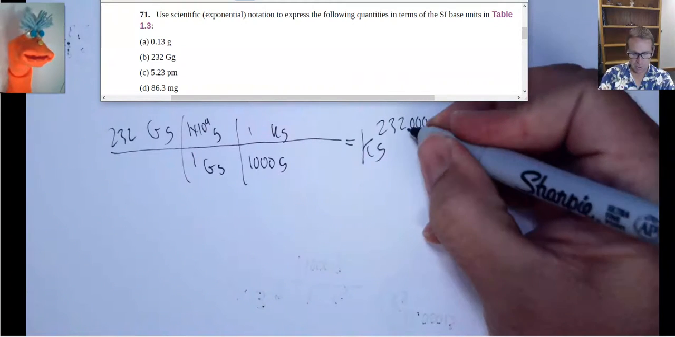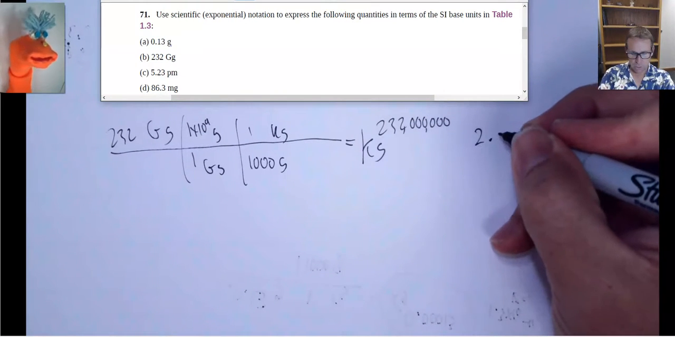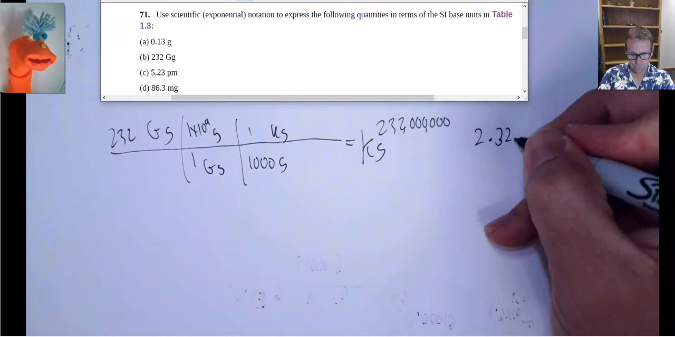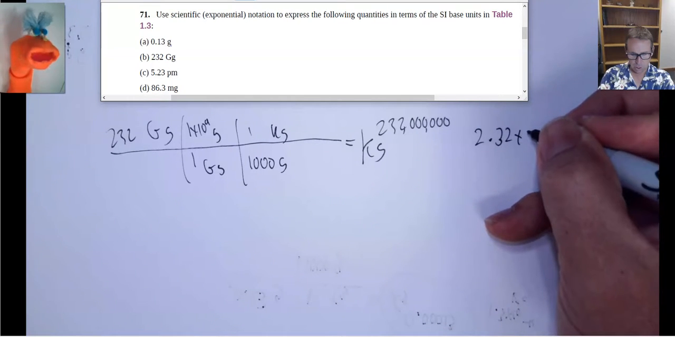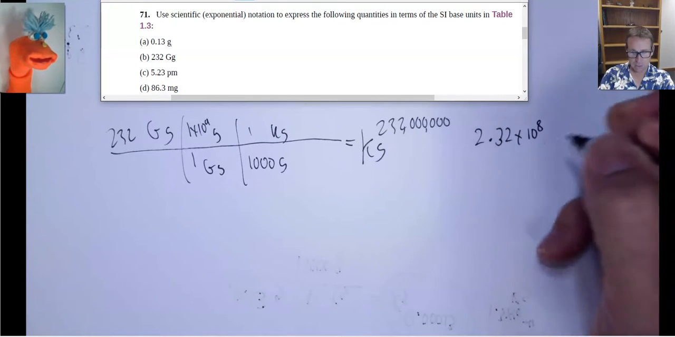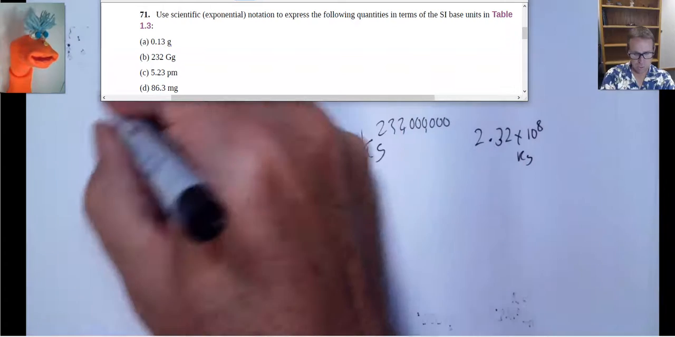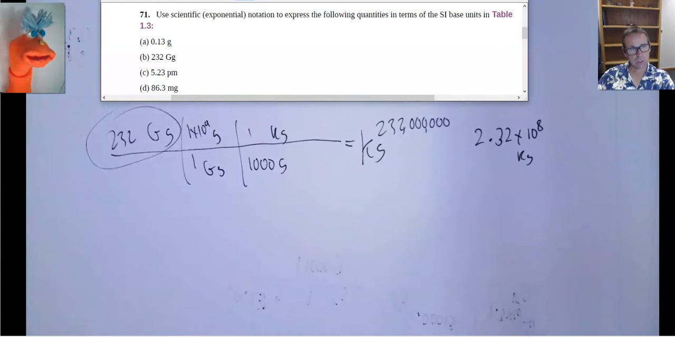That's how many kilograms. And now scientific notation. 2.32 times 10 to the 8. That's right, times 10 to the 8th kilograms is equivalent to 232 gigagrams.